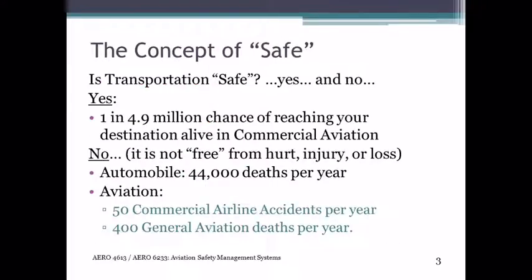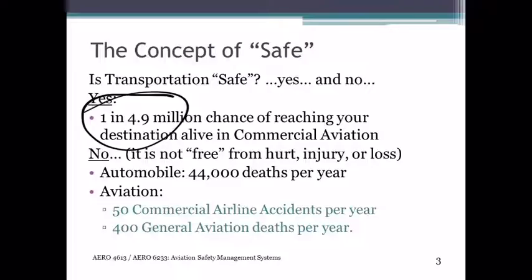Is transportation safe? Well, yes and no. If you are one of the millions of people who reach their destination without incident, you might say yes. There's a very slight probability in commercial aviation that you will become an accident statistic. There's a much greater probability in general aviation that you would become an accident statistic, but we'll cross that bridge a little bit later. In commercial aviation, you have a 1 in 4.9 million chance of reaching your destination alive. If I were a betting man, I would probably take those odds.